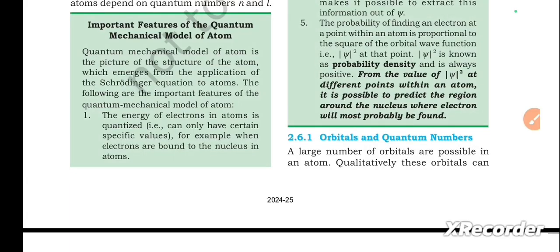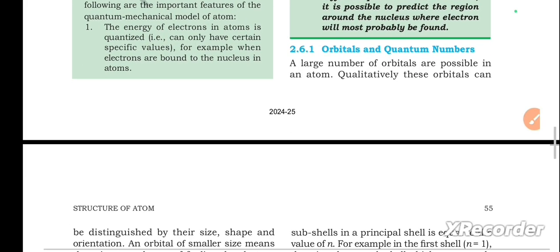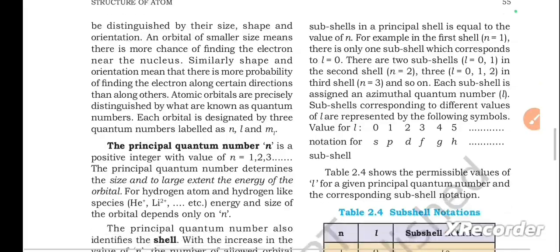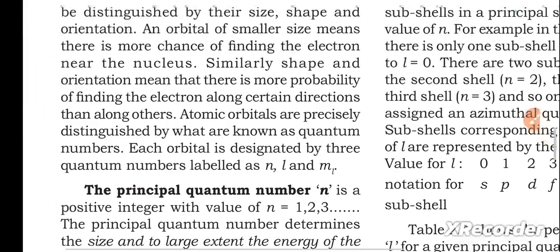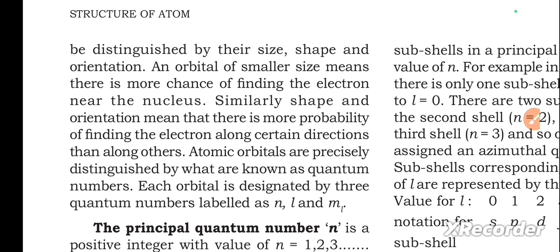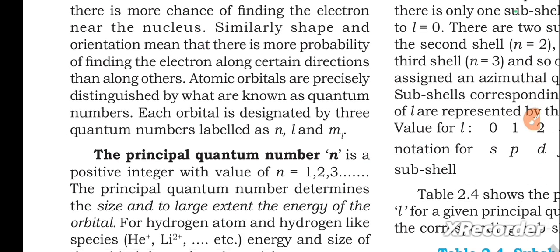Next is 2.6.1, orbitals and quantum numbers. A large number of orbitals are possible in an atom. Qualitatively, these orbitals can be distinguished by their size, shape, and orientation. An orbital of smaller size means there is more chance of finding the electron near the nucleus. Similarly, shape and orientation mean that there is more probability of finding the electron along certain directions than along others.